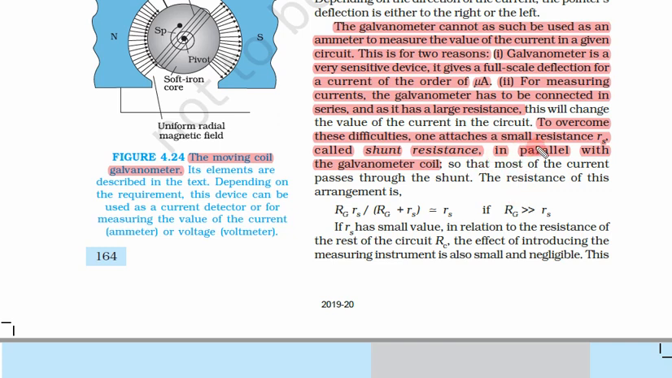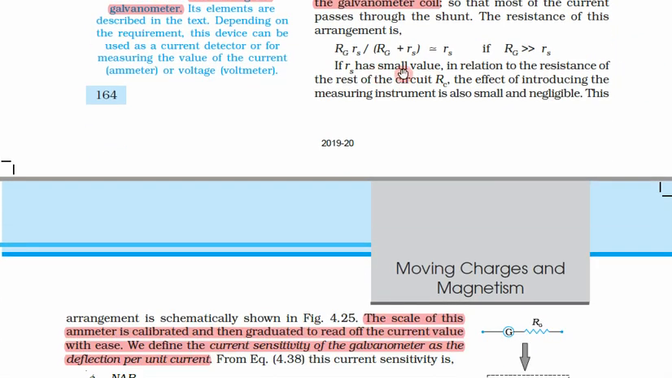So what we did to overcome the difficulty of converting a galvanometer into a meter, we attached a small resistance Rs, which is called shunt resistance, in parallel to the galvanometer, and we have seen the total resistance is now equal to this small resistance or the shunt resistance. Since this resistance is very small in relation to the rest of the circuit, let us say this total resistance of the circuit is Rc. The effect of introducing the measuring instrument is also very small because this Rs is very small.